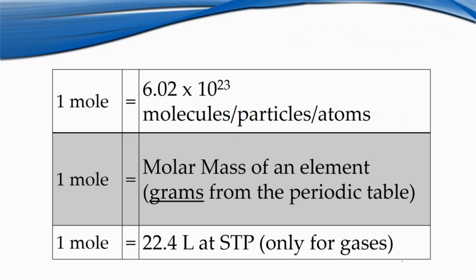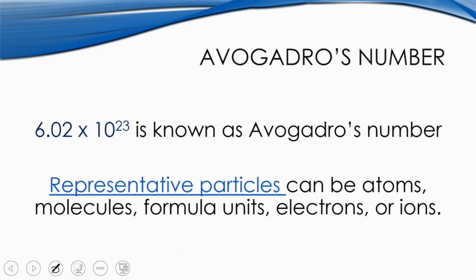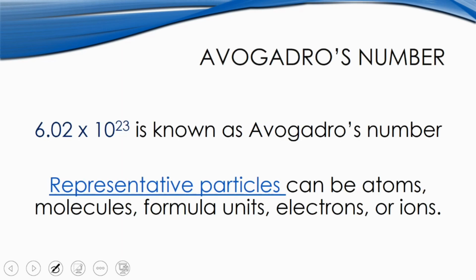So we are going to be looking at these three different relationships. We're going to take it one step at a time. In this video, we are going to focus mostly on the molecules and the particles for the atom in relation to Avogadro's number, which is 6.02 times 10 to the 23rd.